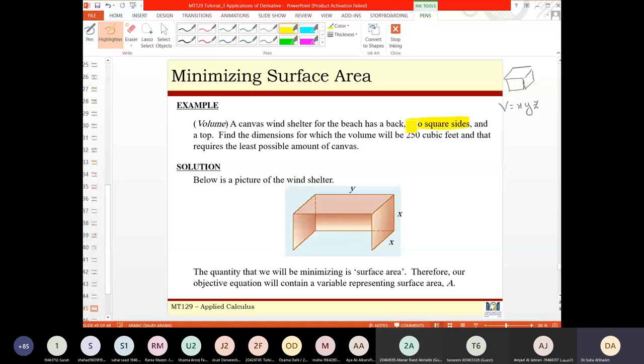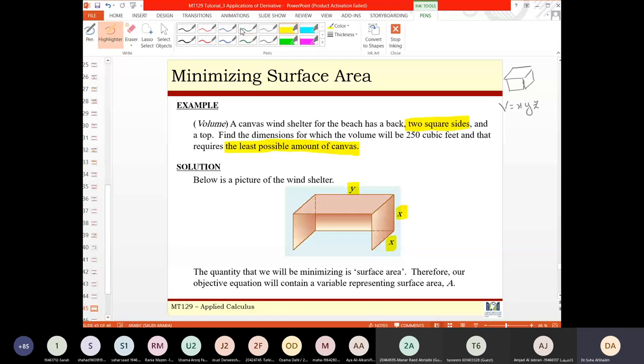What does square sides mean? It means it's square, so the dimension is x and x on the sides. You got that? Since they said it has 2 square sides, this is a square and this is a square. If it's a square, I don't have to say xz, it is just x and x. The height is x, the same as the width. And this is the y. So those are the dimensions that I have: x, x, and y. The question is to find the dimension for which the volume will be 250 cubic feet and it requires the least possible amount of canvas.